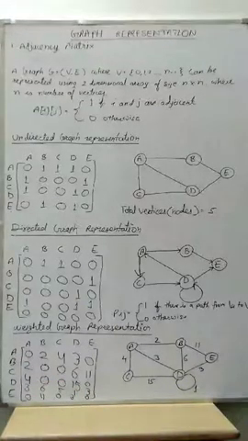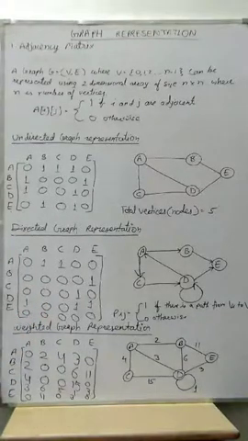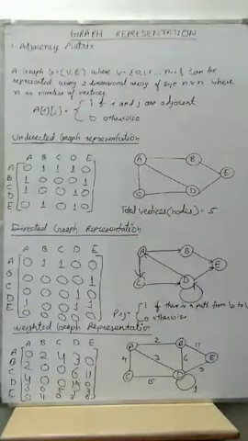So this is the adjacency matrix representation of this graph, the weighted graph representation. I hope you understand.